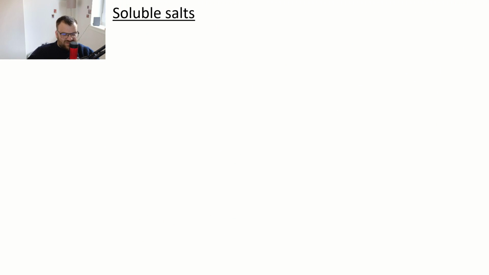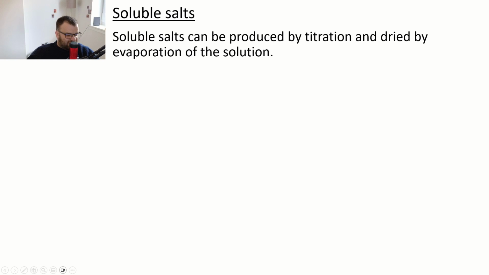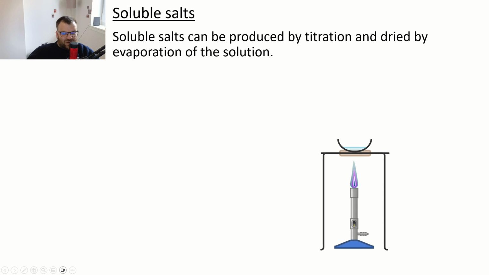Next thing we could have asked about is how we prepare samples of salts. If we have performed a titration using acids and bases, we've neutralised the acid, we've made the salt, we can dry off those solutions, remove the water, and be left with a dry sample of salt. So we could take our sample, put it in an evaporating dish, heat it with a Bunsen burner, and that would remove the water from it.